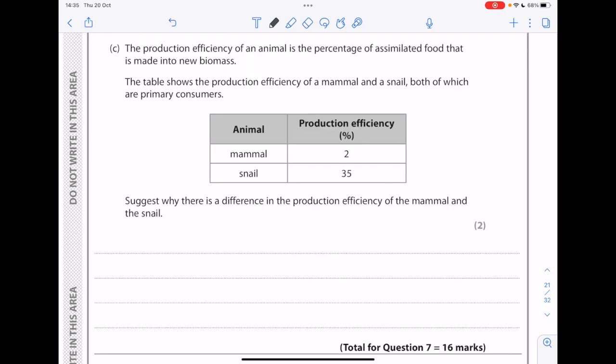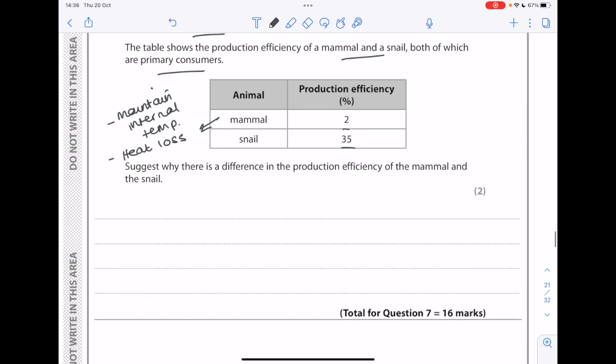The production efficiency of an animal is the percentage of assimilated food that is made into new biomass. The table shows the production efficiency of a mammal and a snail, both of which are primary consumers. Suggest why there is a difference in the production efficiency of the mammal and snail. So what's true about the mammal? Well, they're warm-blooded, which means they need to maintain a steady temperature, which is high. They also experience heat loss to the surroundings, so that's going to be where a lot of this is wasted.